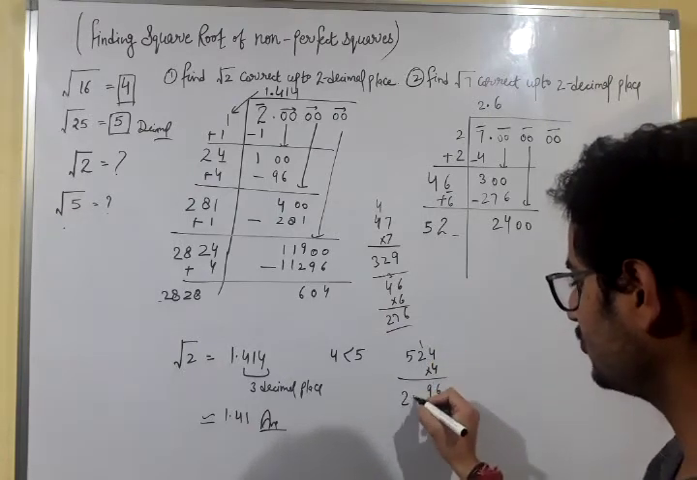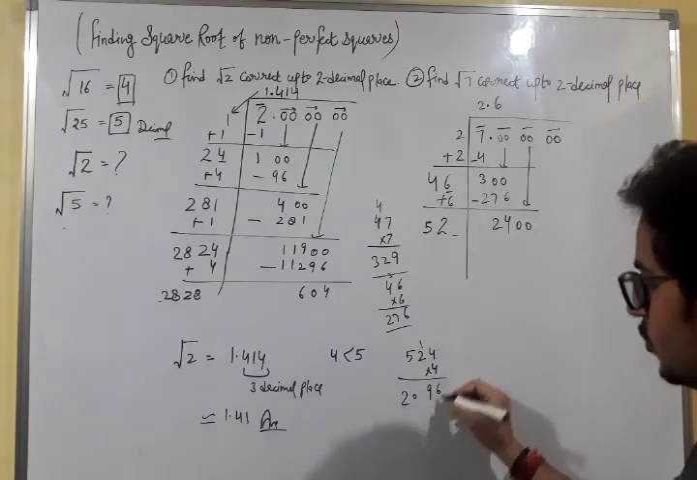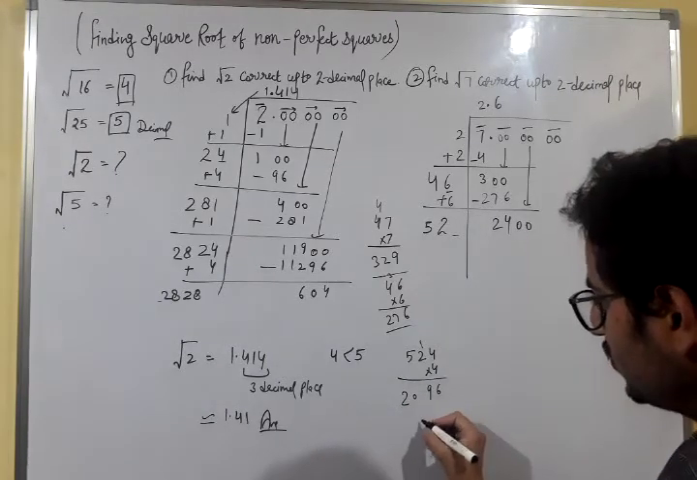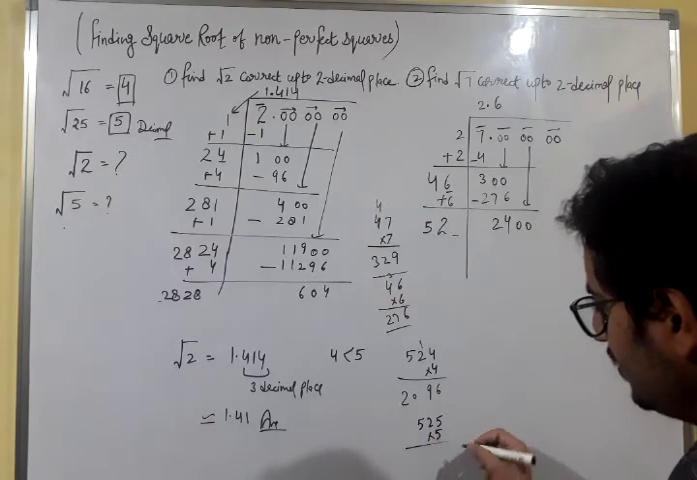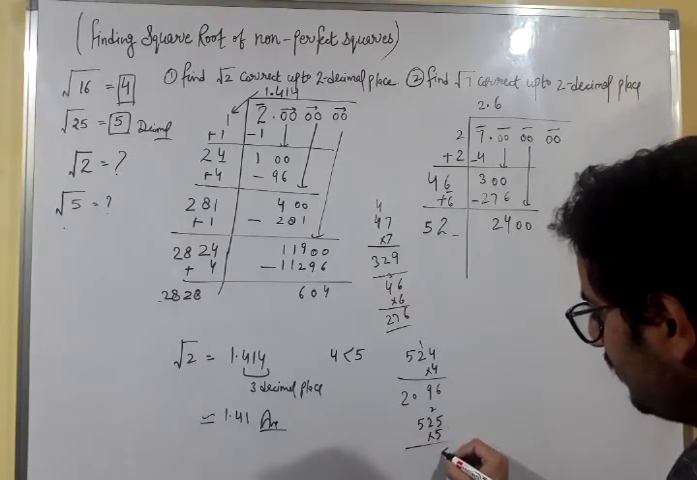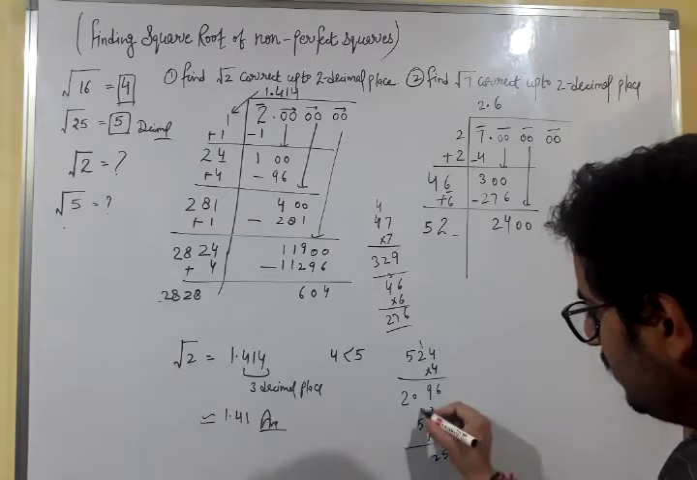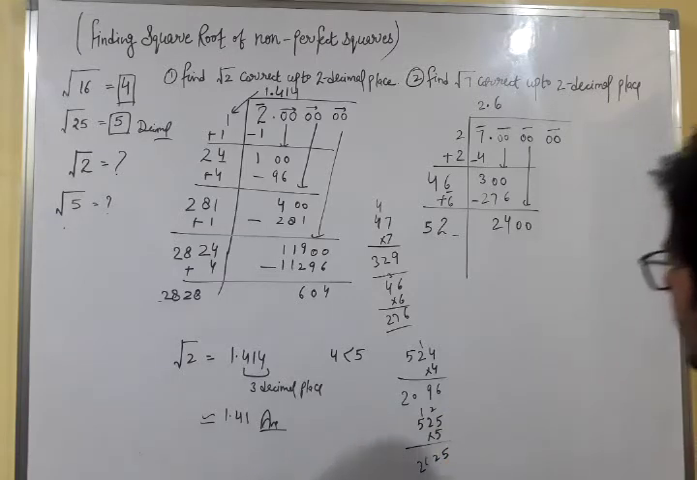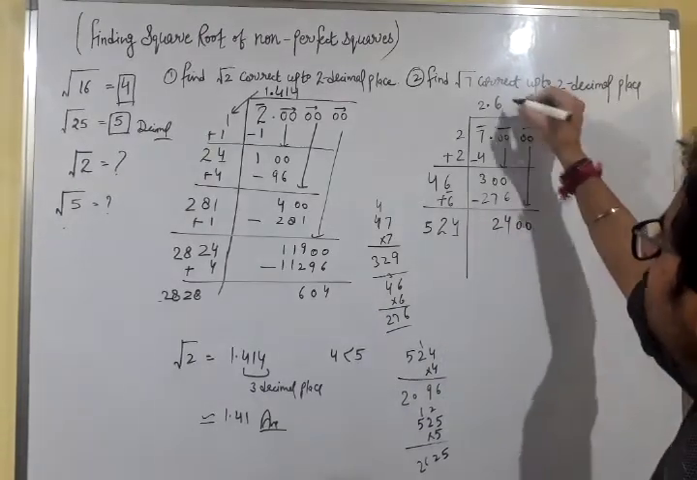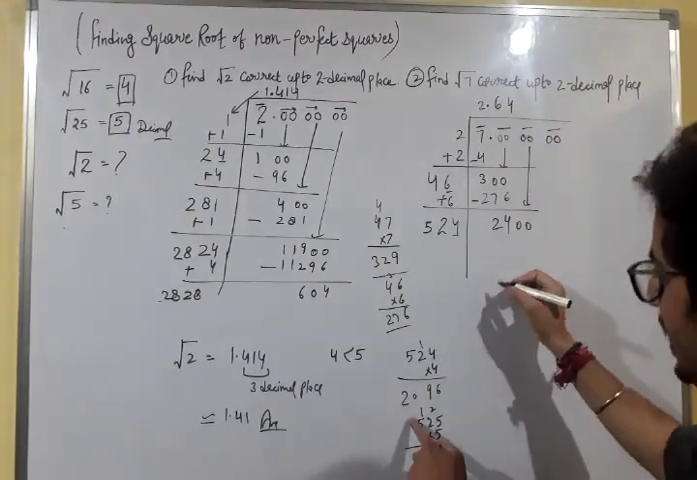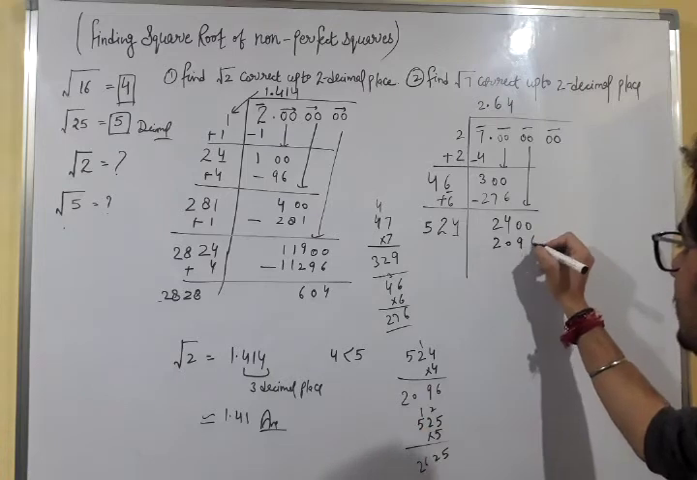5 4s are 20. 2096 is smaller than 2400. We will multiply 525 by 5. 25, 12, 2625. It is greater, so we will multiply it by 4. We will write 4 here and multiply by 4, and that will be equal to 2096.